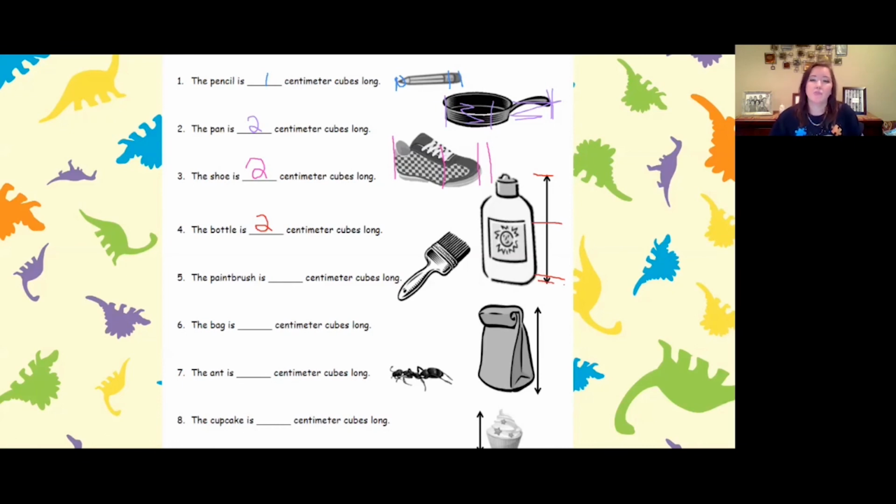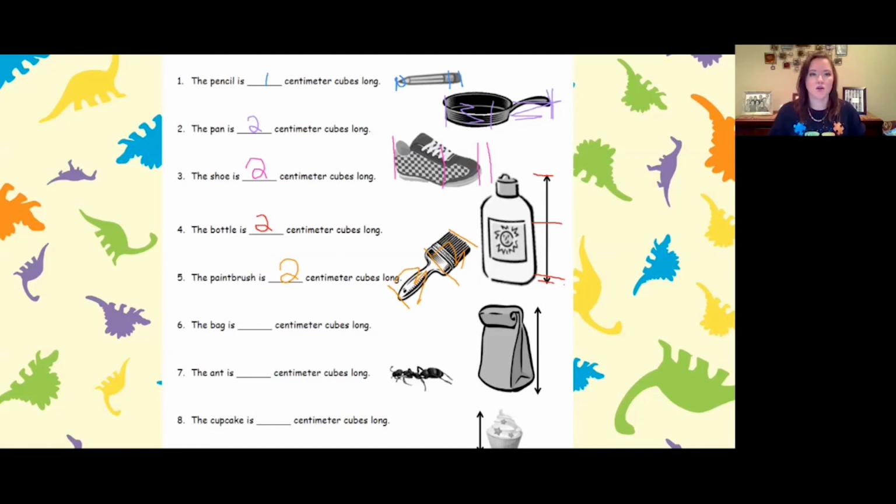All right. The paintbrush is blank centimeter cubes long. So we need this endpoint, right? And this endpoint. Let's measure it. Oh my gosh, I think I know which one this is going to be again. Got 1 right here and 2 right here. 2 again. Oh my gosh, see what I mean? This is why I gave you so many, because a lot of them are just about the same size. All right, let's move that.